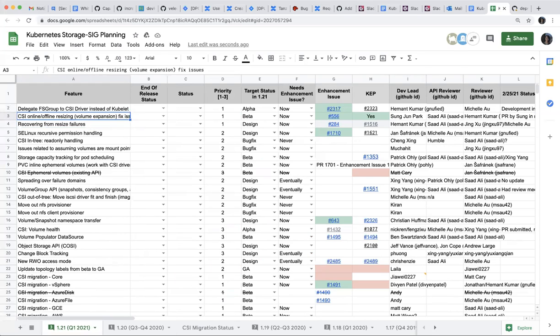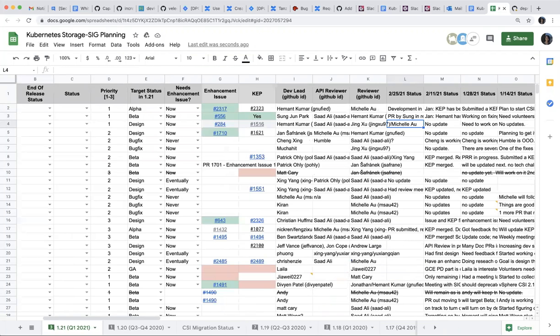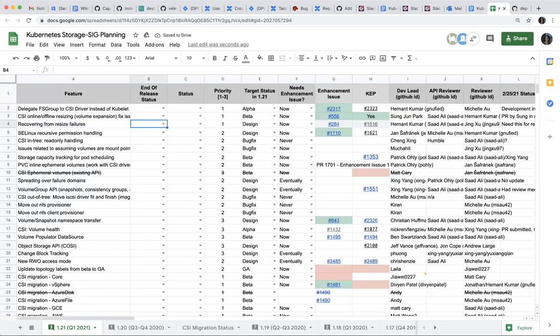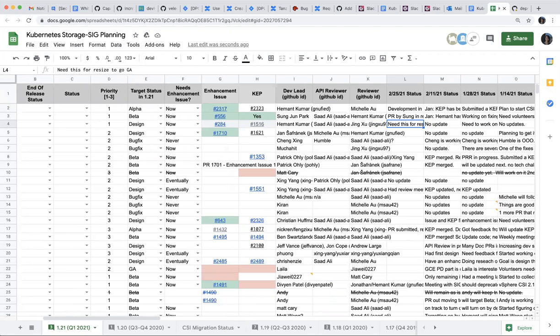Yeah. At least we had a call. We discussed that the resizing cannot go GA without recovery from resize. Oh, this one, the recovery. Okay. So I think that has not changed yet, and this is pretty tricky to do. All right, so this is still in design, right? Design phase. So this is still trying to figure out.